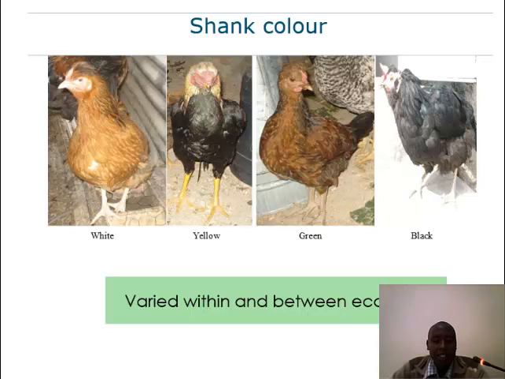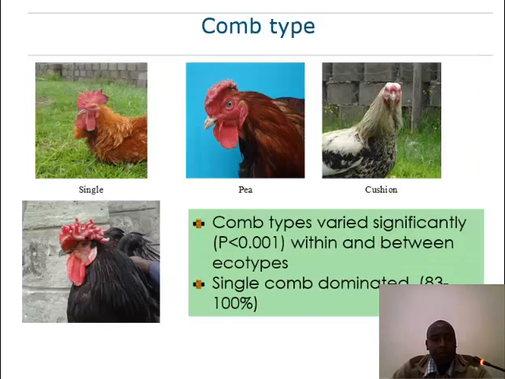In terms of shank length, the shank length varied within the population. There was high variation in shank length. Also, there was variation in shank length between the ecotypes. For example, the chicken from the Narok region had the longest shank length, and I will explain the reason when I will be presenting my paper on the effect of climate change on indigenous chicken. I will tell you the reason why the chicken from Narok had the longest shank length.